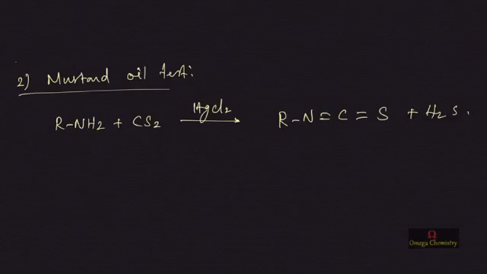Secondary amines will react with carbon disulfide to give dithiocarbamic acid, but they fail to give the mustard oil smell. The reaction will happen, but we don't get a mustard oil smell, whereas tertiary amines will not react at all. So from this, we can identify the presence of primary, secondary or tertiary amines.